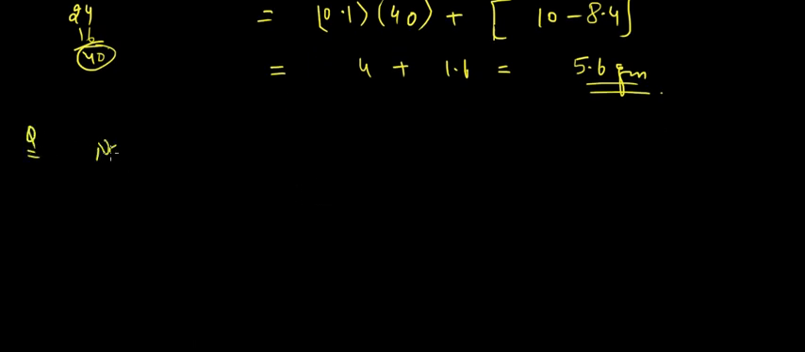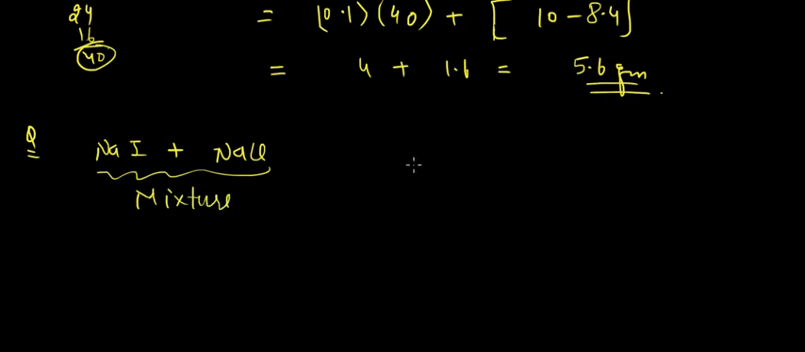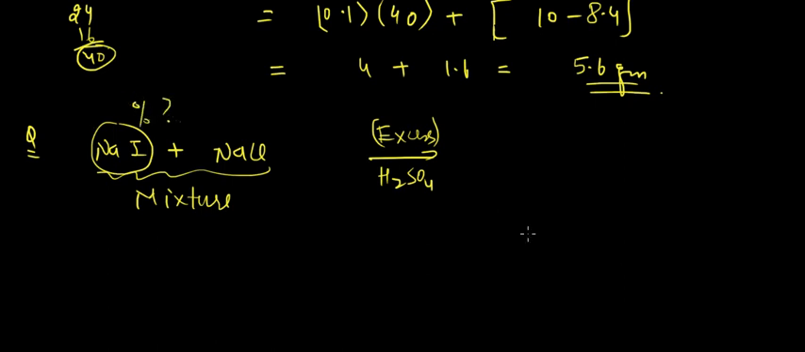Here we have a mixture of NaI plus NaCl. When reacted with excess H2SO4, this produces the same weight of sodium sulfate as that of the original mixture. We have to calculate the percentage of NaI in the mixture.